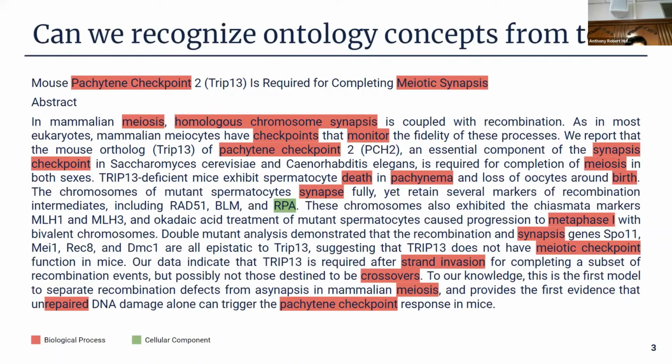So this is a part of a scientific literature, and the highlighted words here are some of the ontological terms. So our approach here is to make the model learn from these and try to see if it's actually possible to annotate these terms using machine learning or deep learning in general.